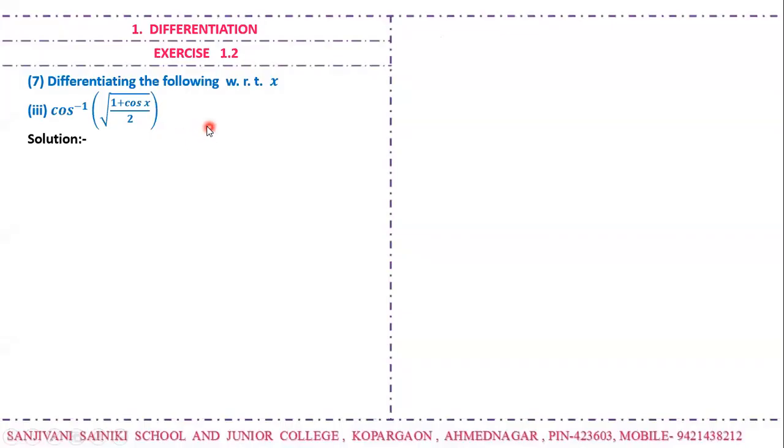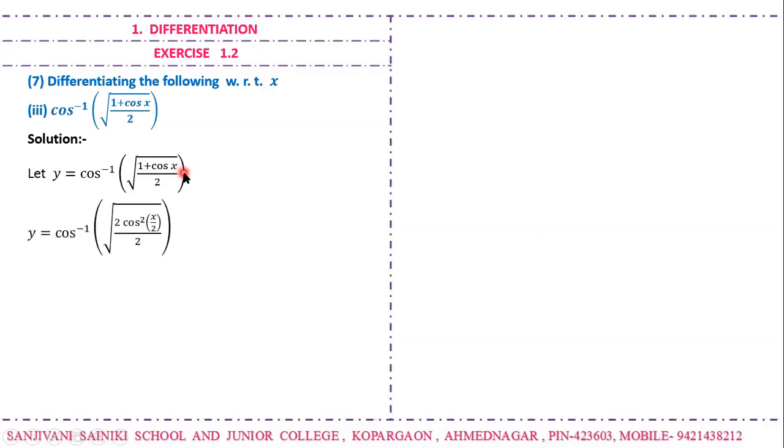Moving further, third example from the seventh type: cos inverse of square root of (1 plus cos x) upon 2. Now here 1 plus cos 2 theta is 2 cos square theta.